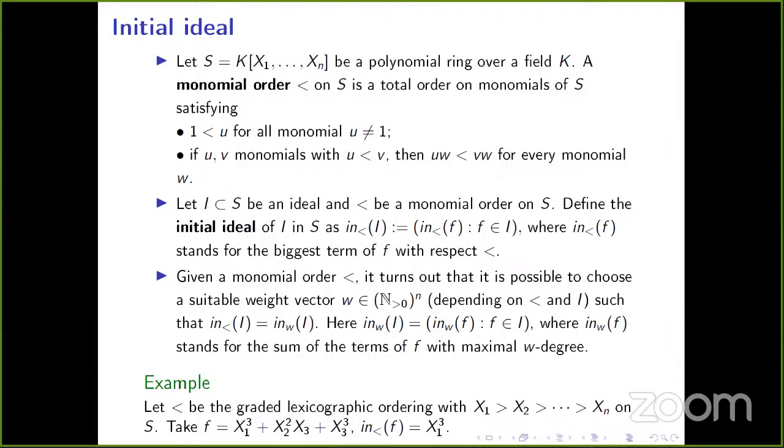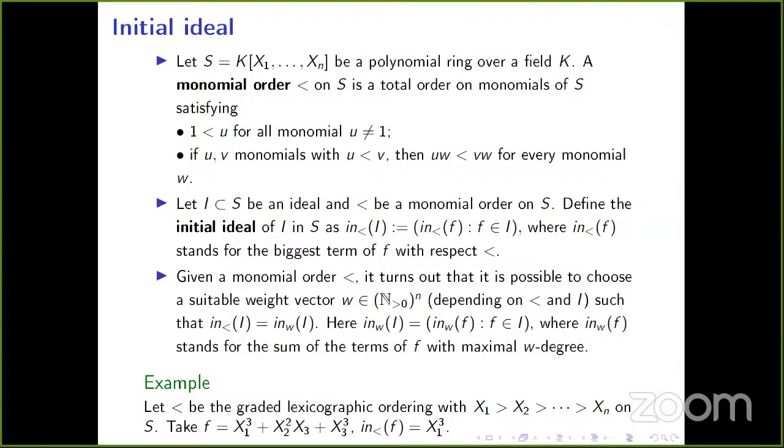Let a monomial order less than on S be a total order on monomials of S satisfying the following two conditions. The first condition says that the element 1 is the least element with respect to the order. And the second condition says that if u, v are two monomials with u less than v, then uw should be less than vw for every monomial w. It basically says that the monomial order respects multiplication by monomials.